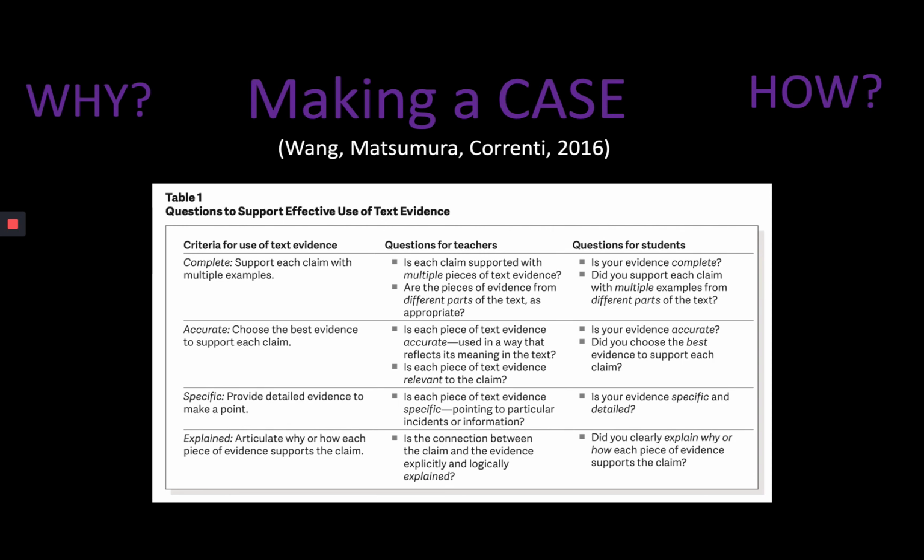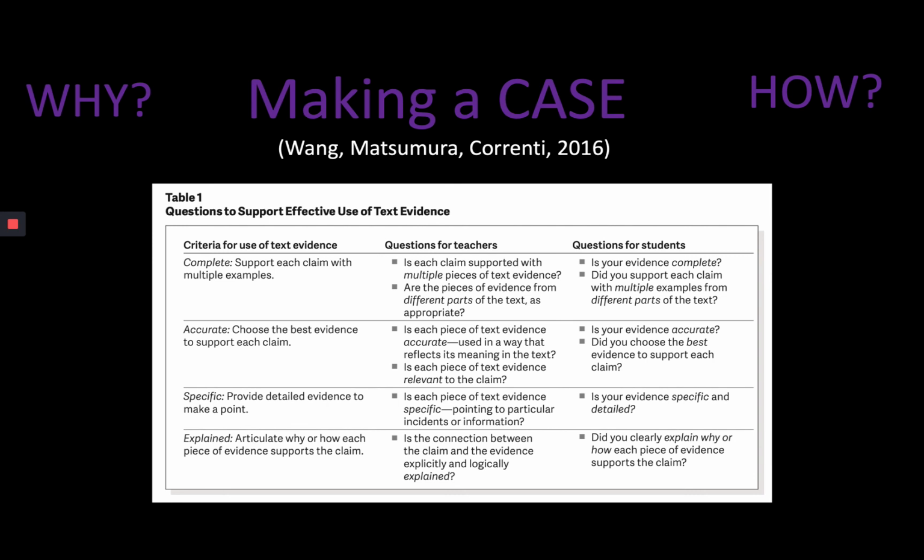The last thing I want you to talk about: why and how. Important. Why did you choose this? How does it relate? Why did you pick this? How does it relate to your claim, to your answer? And Wang, Matsumura, and Correnti, 2016. I will link the article. They talk about making a case for complete, accurate, specific, and explained use of text evidence.